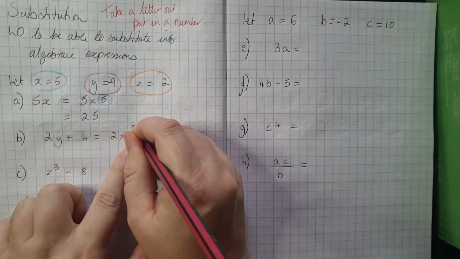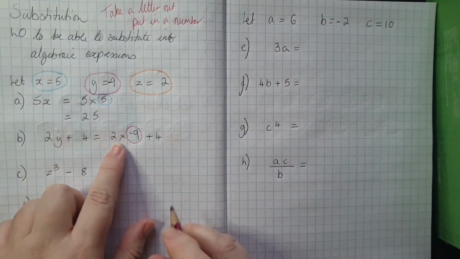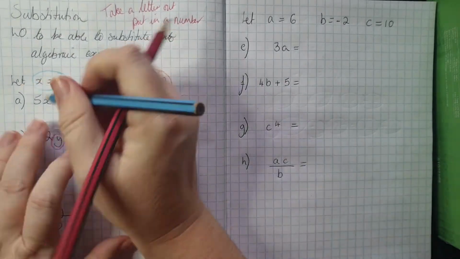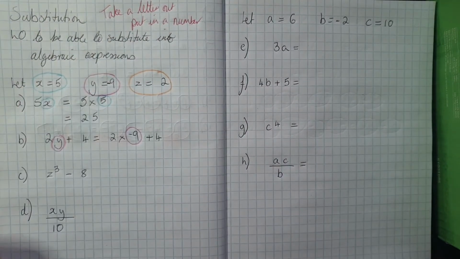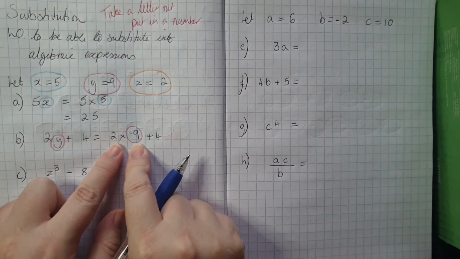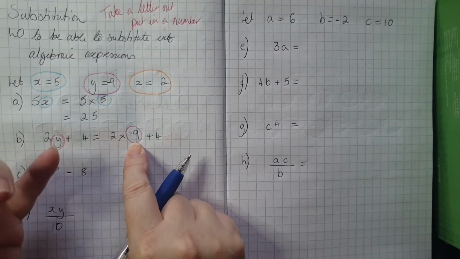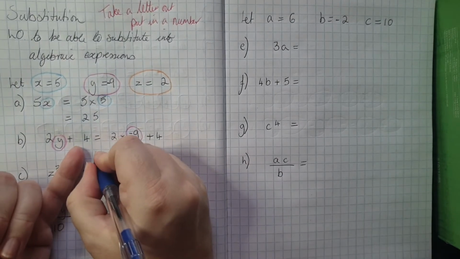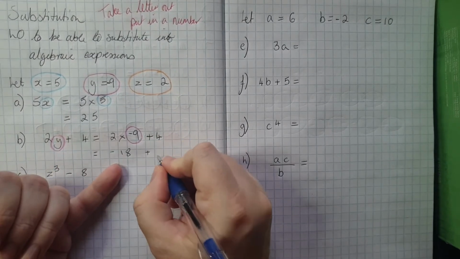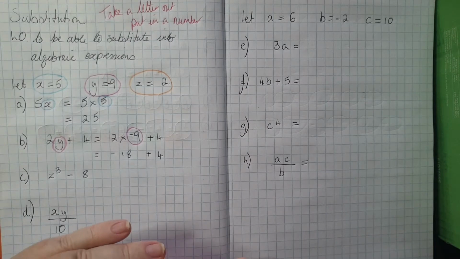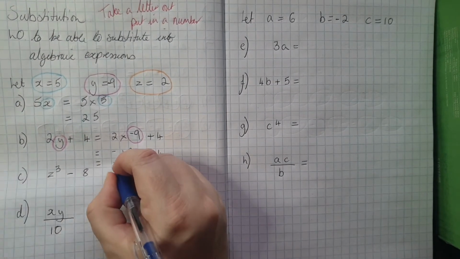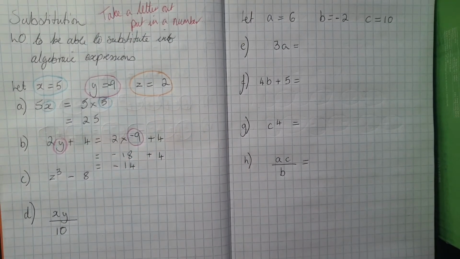So that -9 has come from the y. Okay, just colour code that completely so you can see where we're going. So it means we have to do this part first. 2 times 9 is 18, but it's not just 9, it's -9. So that is -18 plus 4. Starting on -18, we're going up 4, therefore we get -14.